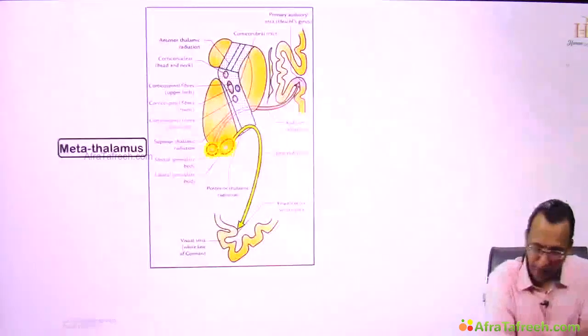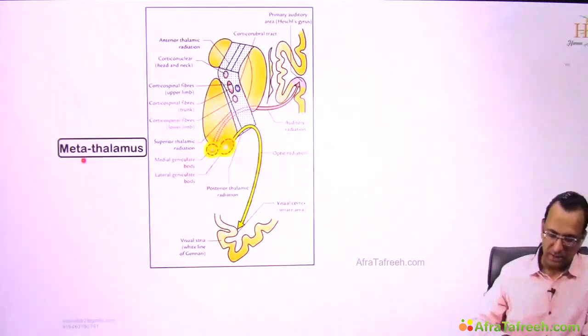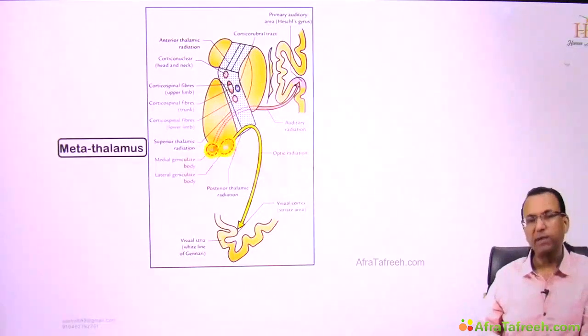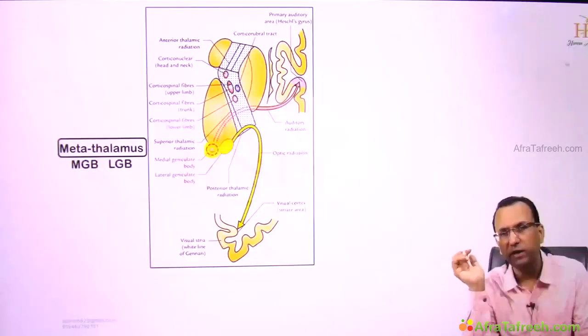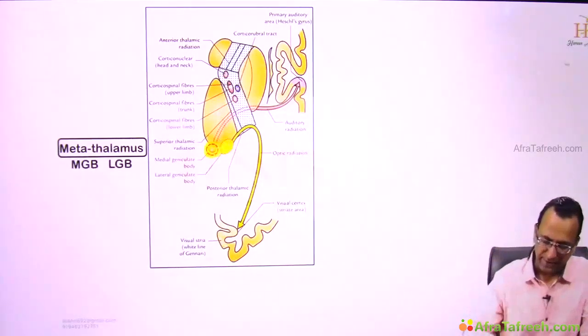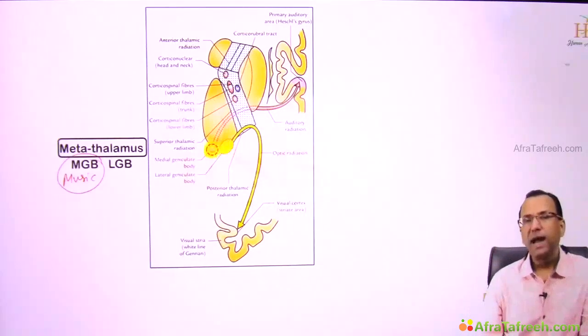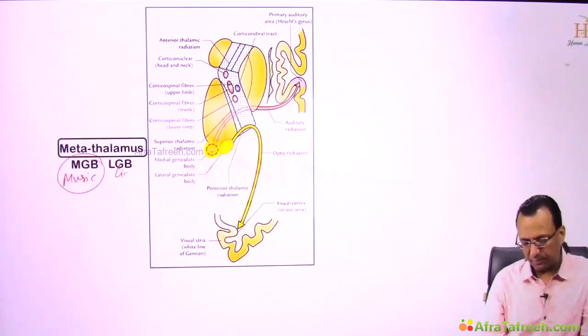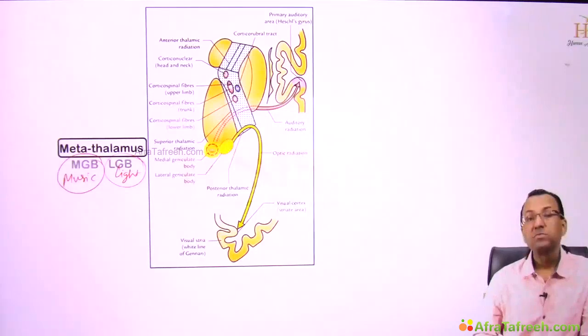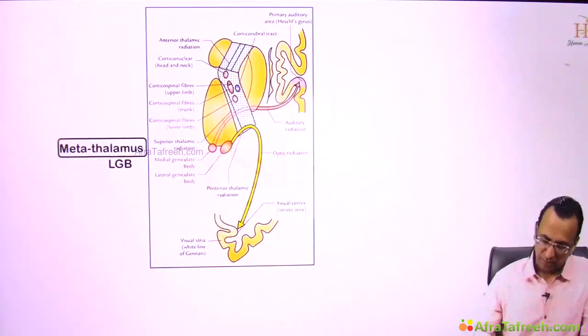So, keep that idea. Now, we will talk about the metathalamus. The metathalamus is two geniculate bodies: the medial geniculate body and the lateral geniculate body. The medial geniculate body is for the music pathway, that is the auditory pathway, and the lateral geniculate body is for the light pathway, which is the visual pathway. Let us look at the music pathway first.